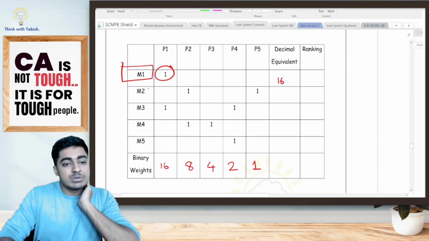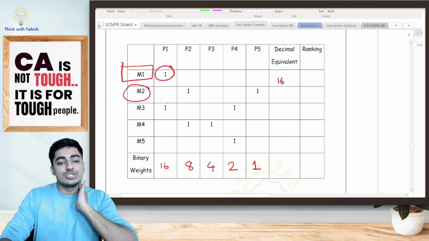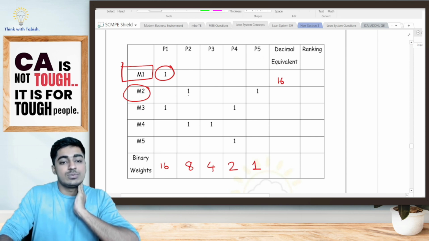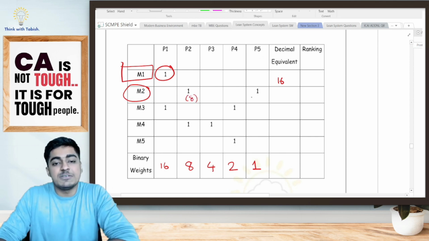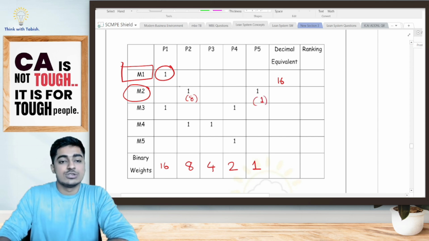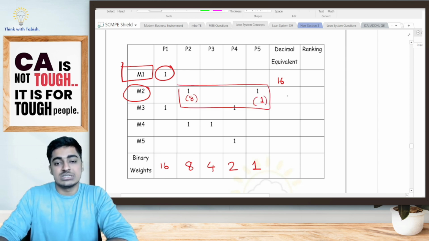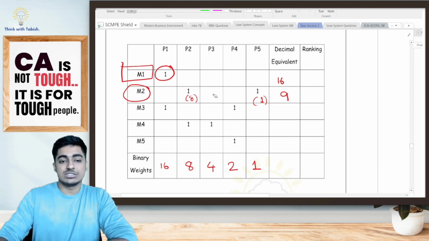Now, in machine number 2, what are we going to produce, students? We are producing P2. What is the weight of P2? 8. We are producing P5. What is the weight of P5? 1. So 8 plus 1, how much is it, students? 9. Is it clear, students?